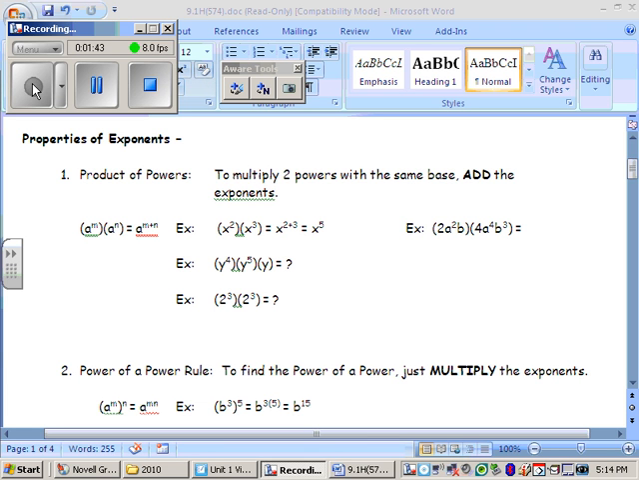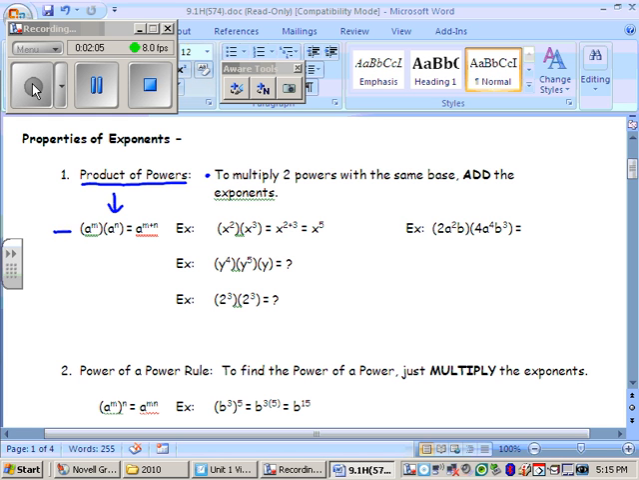The first property of exponents we will look at is called the product of powers. Now, it's not important that you memorize the word product of powers. What's important is you simply understand what it means. The product of powers tells you to multiply two powers with the same base, add the exponents.